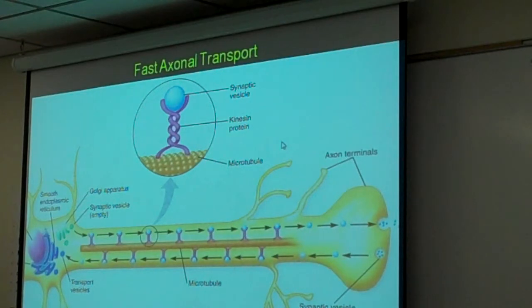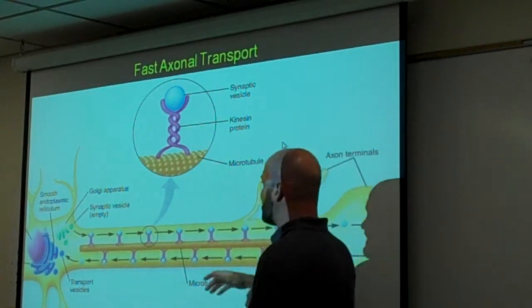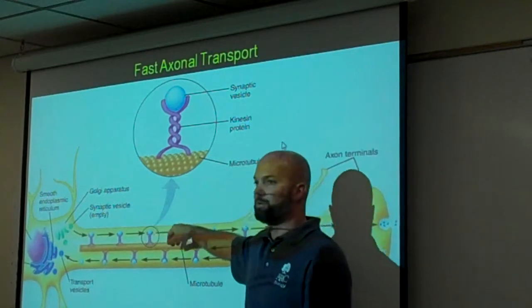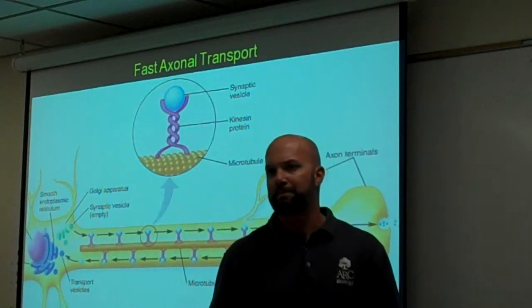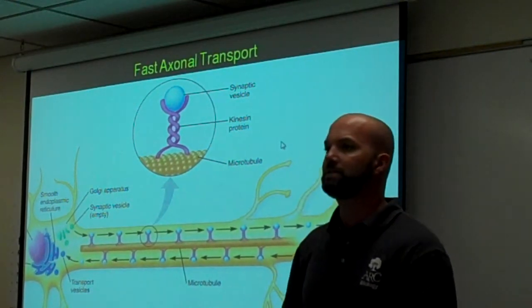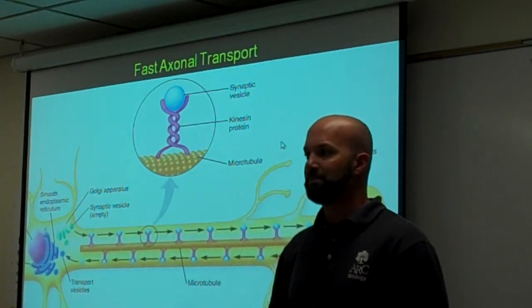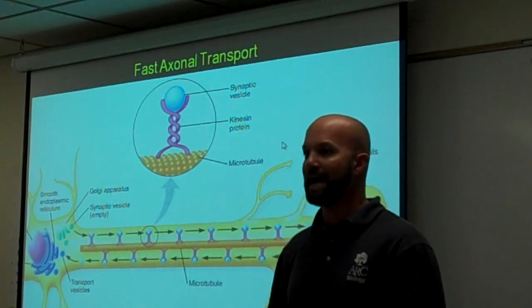Axoplasmic transport. The main job of the axon is carried out by the membrane, the axolemma. And what's the function of the axolemma? Conduct action potential. That's the main job of an axon, conduct action potentials.